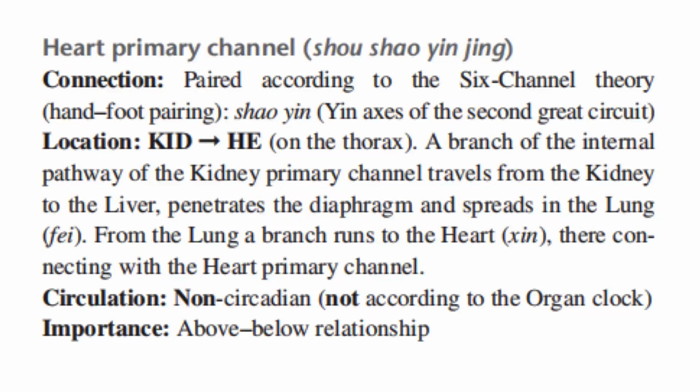A branch of the internal pathway of the kidney primary channel travels from the kidney to the liver, penetrates the diaphragm, and spreads in the lung. From the lung, a branch runs to the heart, there connecting with the heart primary channel. Its circulation follows a non-circadian pattern, not according to the organ clock. For its importance, this connection shows the above and below relationship.